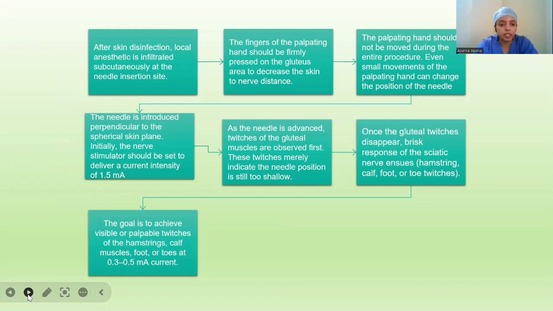The needle is introduced perpendicular to the skin, and initially the nerve stimulator should be set to around 1.5 milliampere current. As the needle is advanced, first you see a gluteal muscle twitch, which just indicates the position is too shallow. You keep going on, and the gluteal twitches disappear, and brisk responses to the sciatic nerve start. The goal is to achieve a visible or palpable twitch of the hamstrings, the calf muscles, foot, or toes at 0.3 to 0.5 milliampere current.